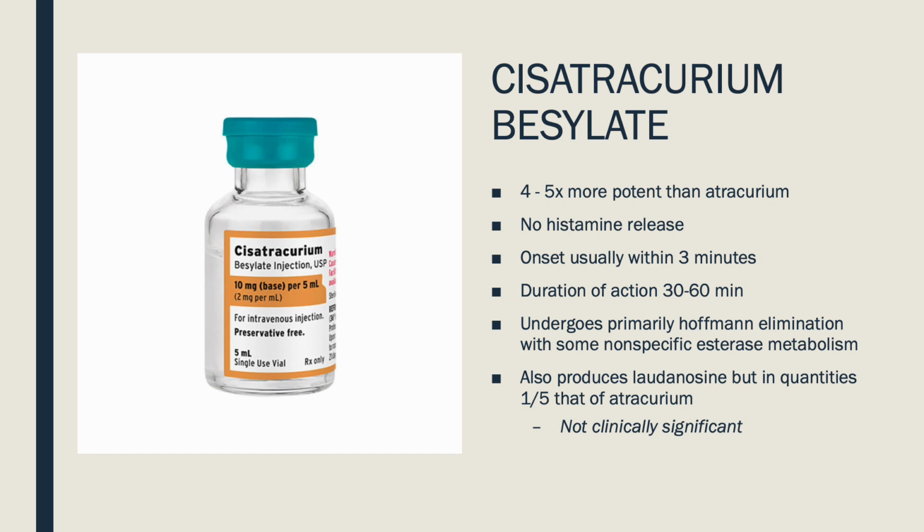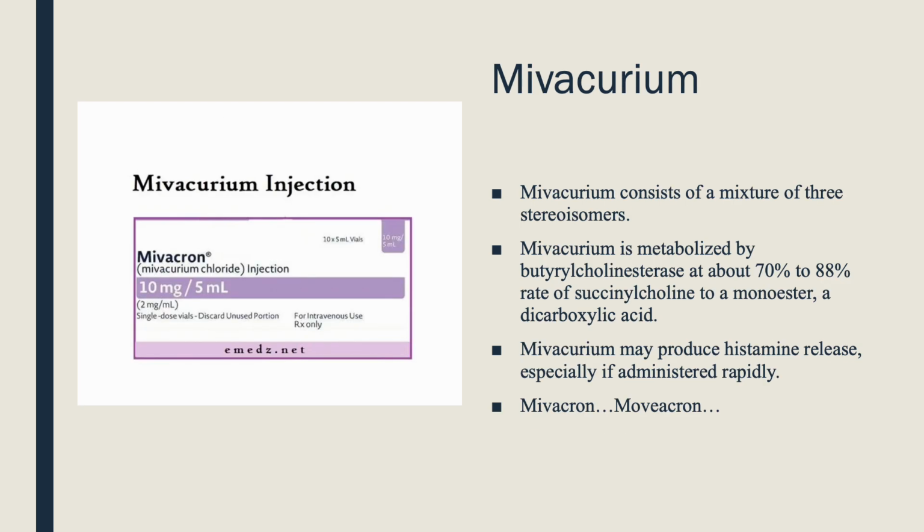So 4 to 5 times as potent. All right, no histamine release. Still works through Hofmann elimination. Can be given as an infusion. Much less laudanosine production. Okay, this is why it is very good in those with compromised organ functioning. Now, mivacurium.